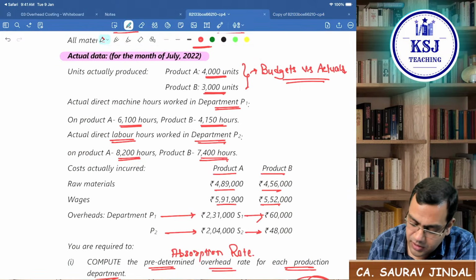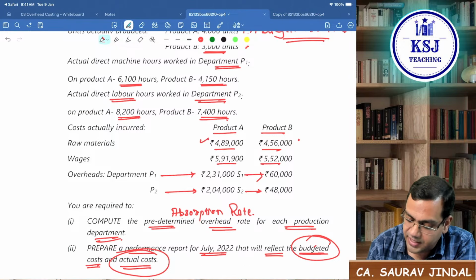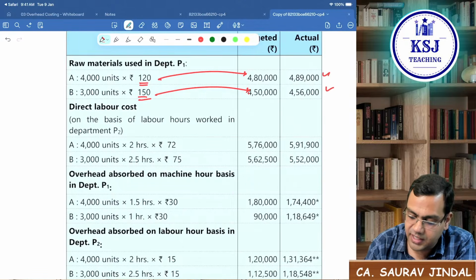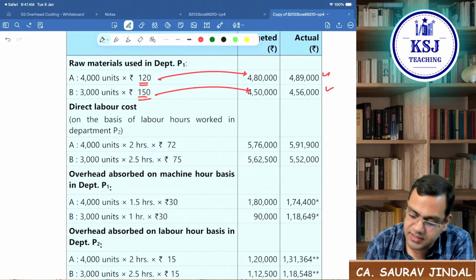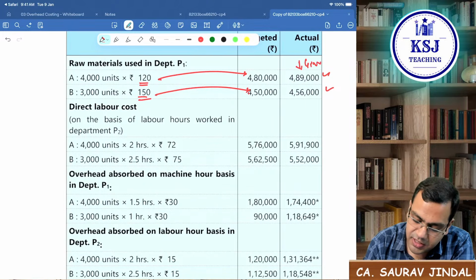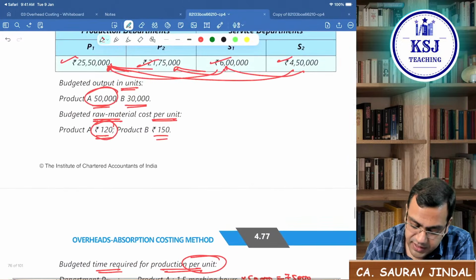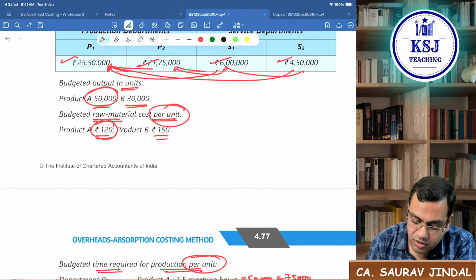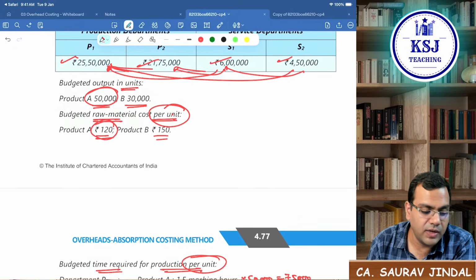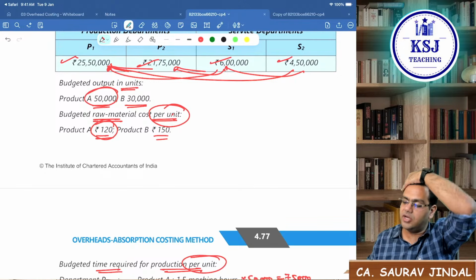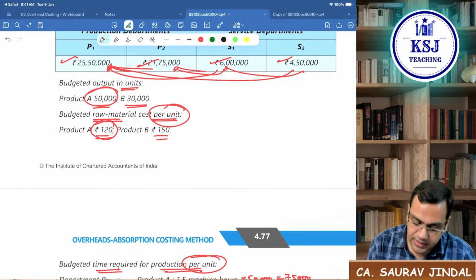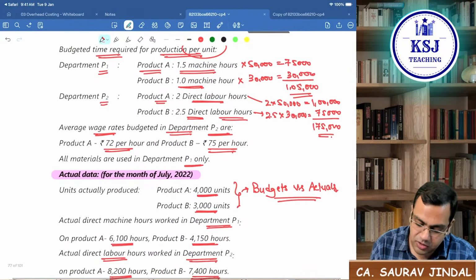Sir, what about actual? Actuals are already given to you: 489 and 456. No issues in that. This is as such given. Just the budgeted part: what they have given is the per unit budgeted raw material of 120 and 150. So whatever the actual production, 4,000 and 3,000, we multiplied with the budgeted cost per unit. Similarly, we can do it for the labor cost.